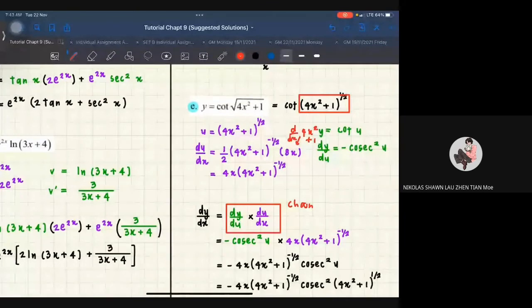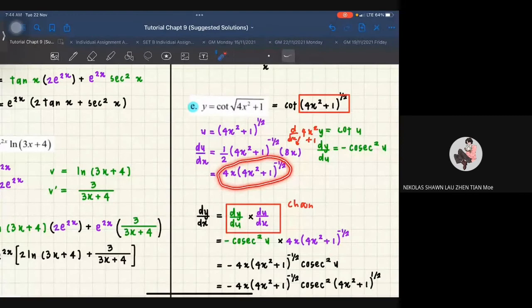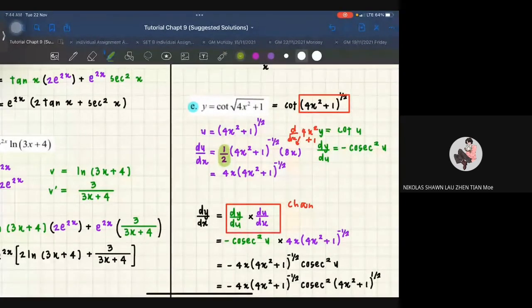Okay, and then apa yang saya buat next is saya just simplifykan sahajalah everything. Okay, so saya ada 2 dekat sini. I have 1/2 here and then I have 8 dekat sini. So saya akan dapat 4. Okay, simplifykan dulu everything before masukkan balik dalam formula chain rule.